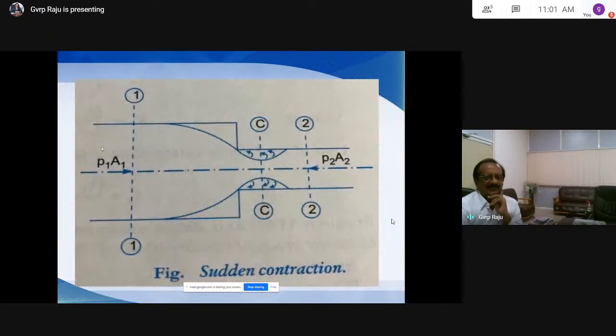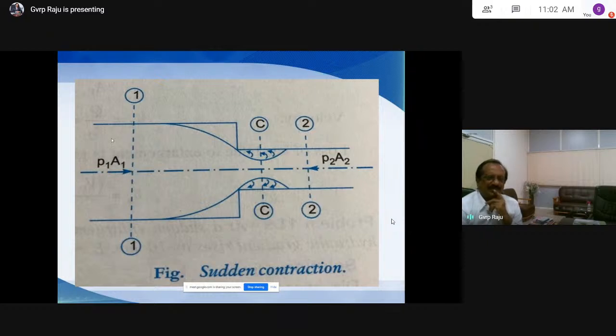So now the water is flowing here, and it is suddenly contracted. This is the pressure force here, P1A1. The diameter is D1 here, and the diameter is D2 here.